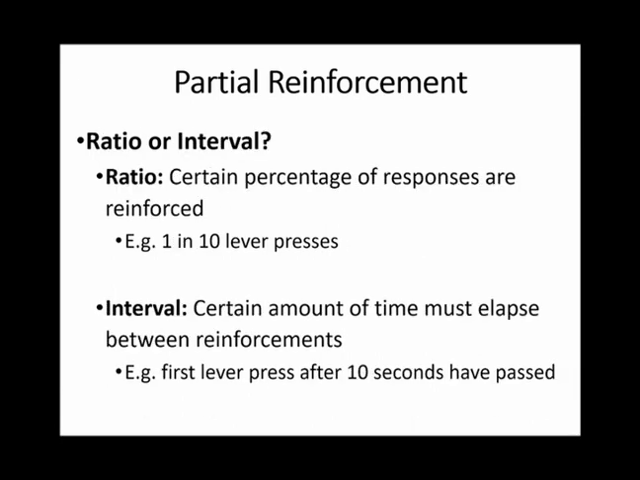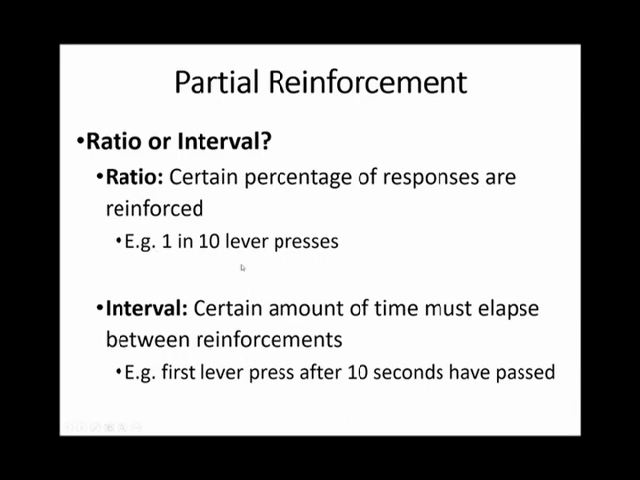two options. And so we can talk about a ratio or an interval type of partial reinforcement. And so for a ratio, ratios make you think of mathematics, so we're thinking about exact numbers. So for a ratio partial reinforcement, a certain percentage of responses are reinforced. So say 1 in 10 lever presses would be rewarded. An interval is stating that a certain amount of time has to elapse between reinforcements. So the first time the rat presses a lever, after 10 seconds have passed.